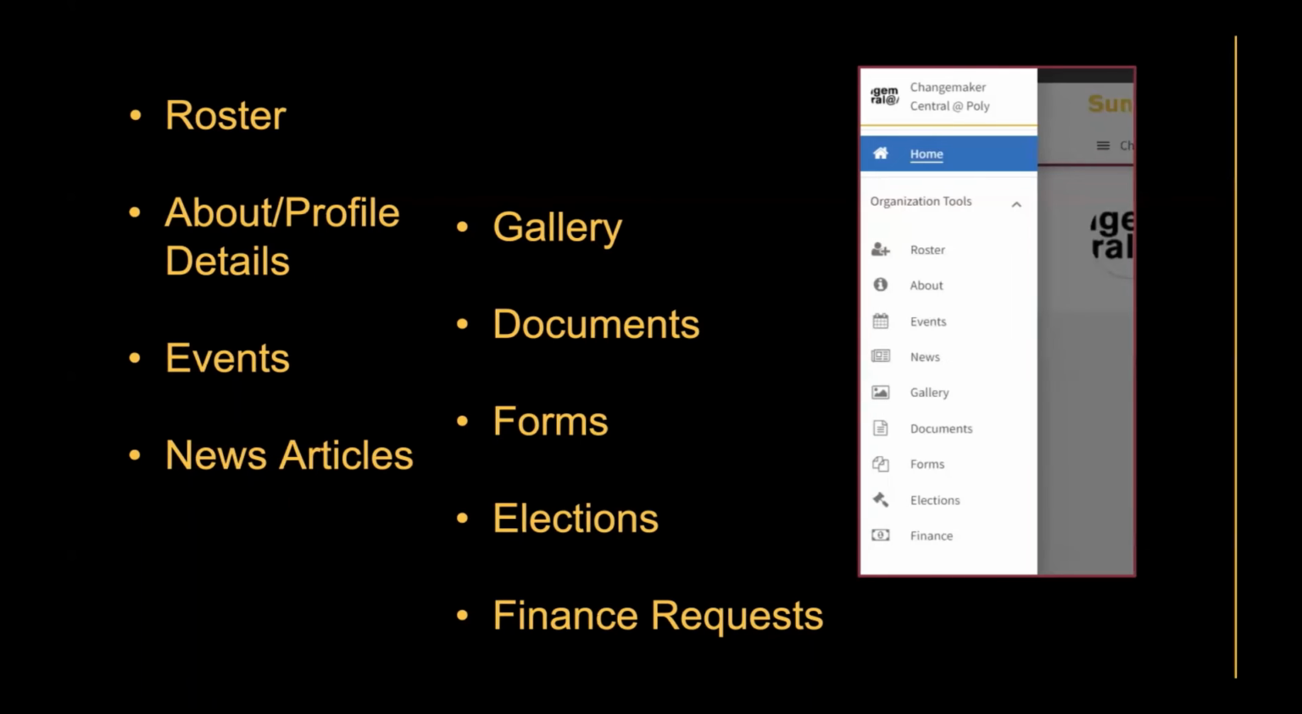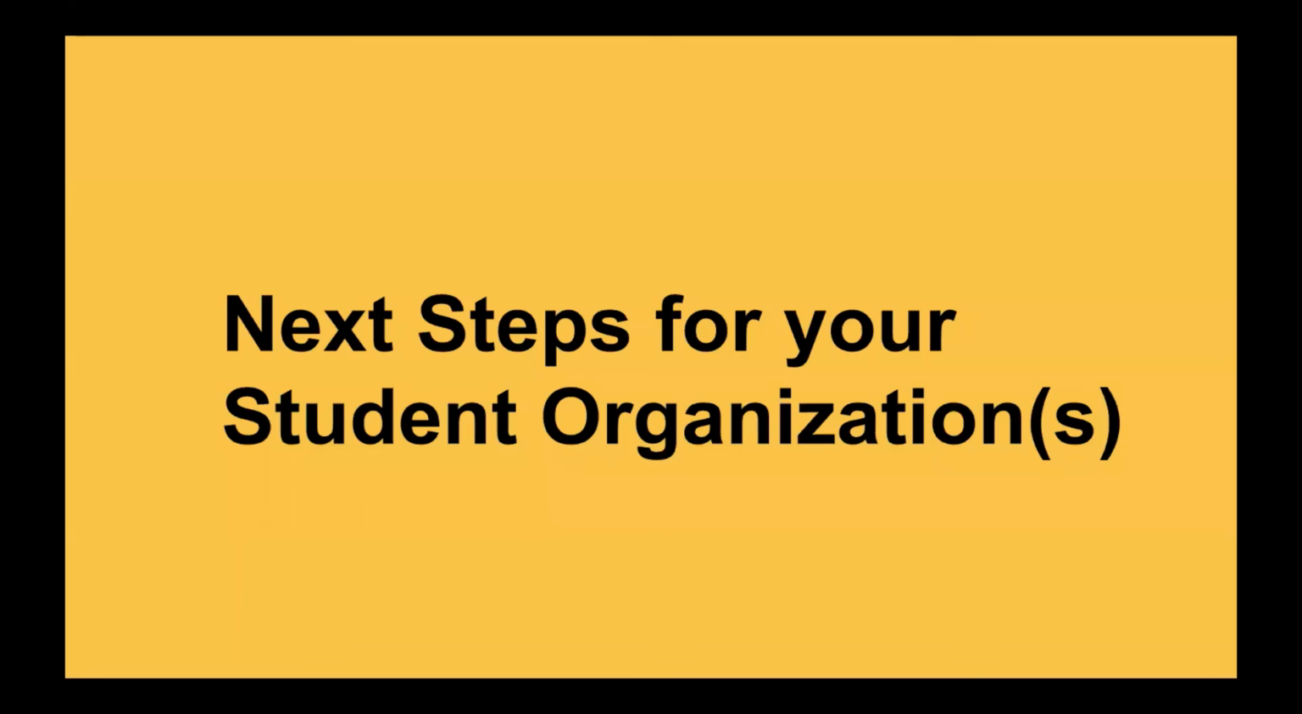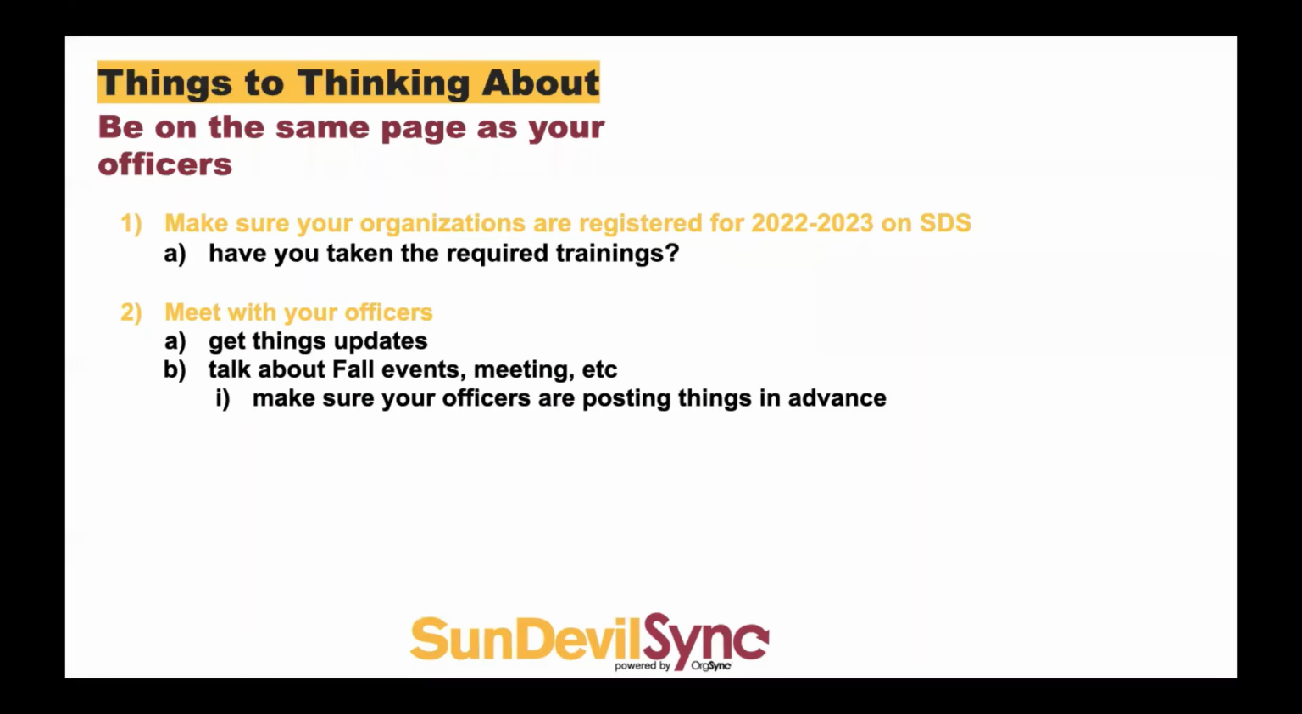So then, next steps for your organization, for you. Things to think about here: you really need to be on the same page with your officers within your organization. That's really important. The first, probably the biggest thing right now, is to make sure that your organization is registered for the 2022-2023 academic year in Sun Devil Sync.